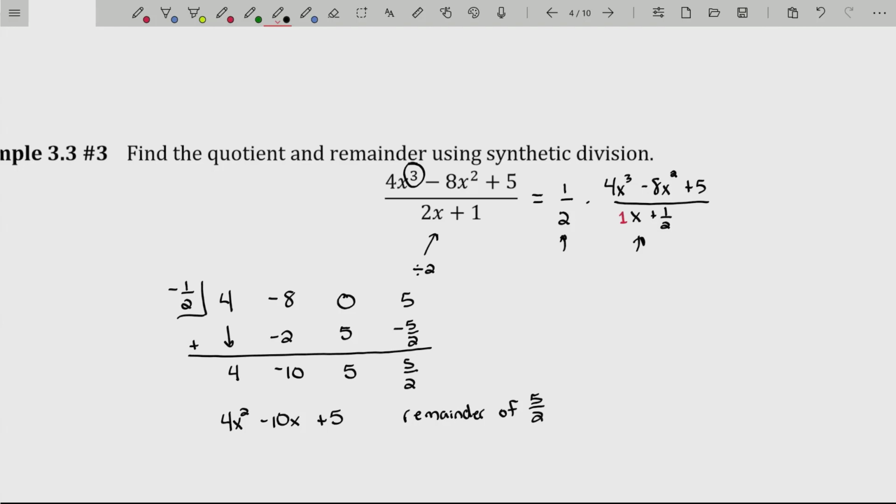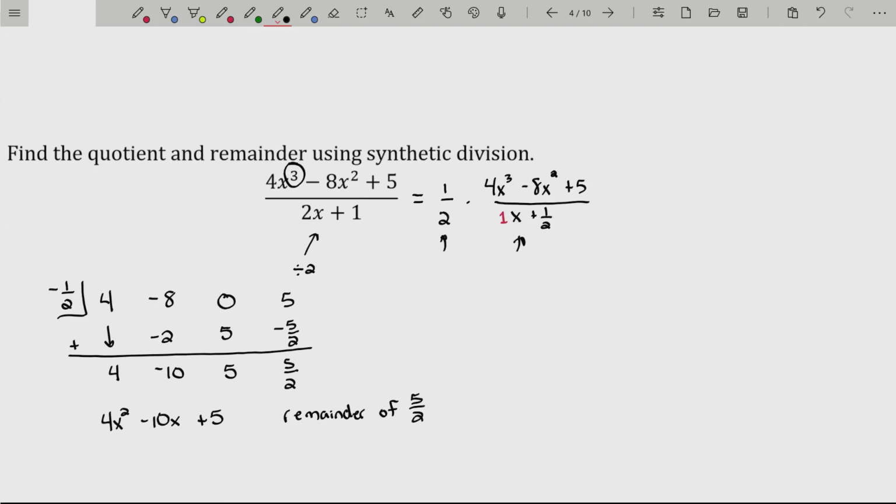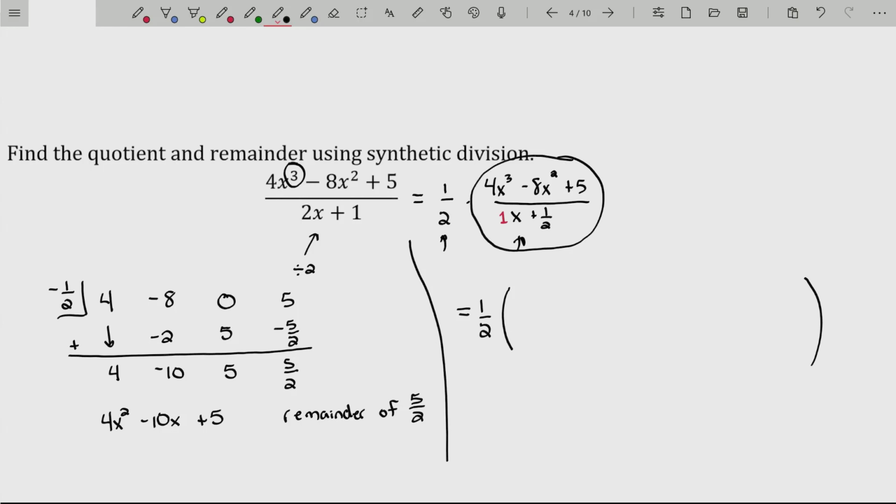And the reason why is because we have that 1/2 hanging out front of this synthetic division we just performed. If you had done it here, you wouldn't even know that there was actually a 2 hanging out in front of that coefficient. So this will be 1/2 times 4x squared minus 10x plus 5 plus the remainder of 5/2 over the divisor of x plus 1/2.